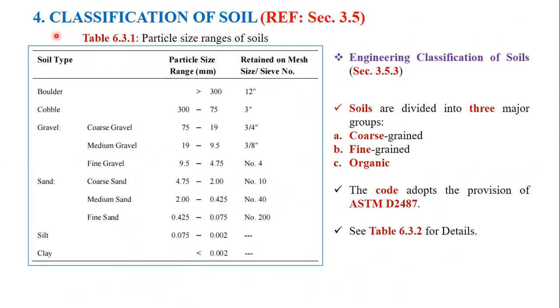And classification of soil, the final topic of today's lecture of part A, section 3.5, table 6.3.1, BNBC 2020: particle size range of soil, different types of particle size range in millimeters, retained on sieve number. I already discussed this in the general topics, general terminology, and engineering classification of soil. Soils are divided into three major groups: coarse grained, fine grained, and organic, and the code follows ASTM D2487. For more detail, you can follow table 6.3.2.